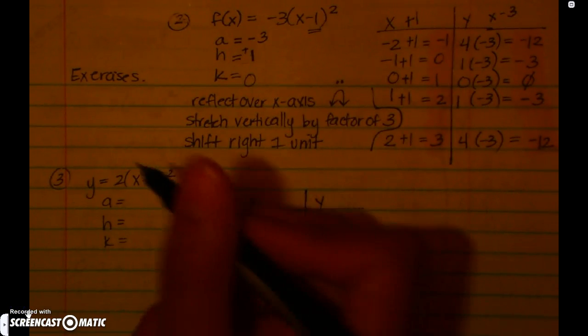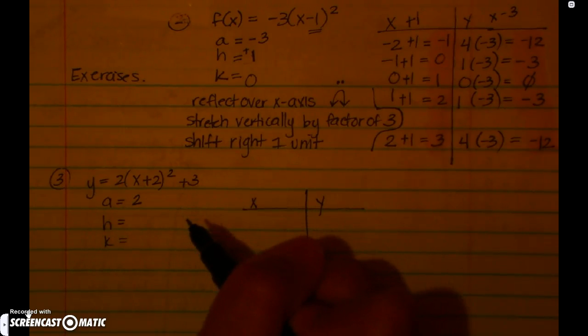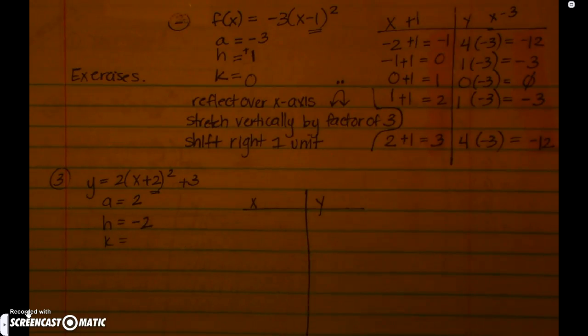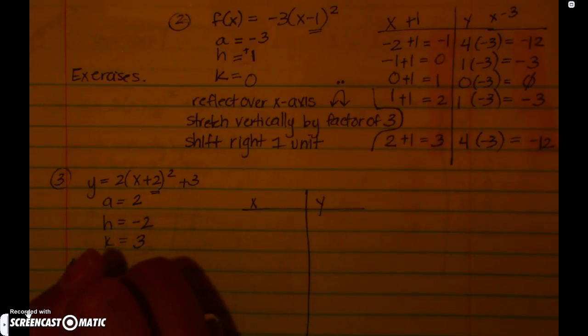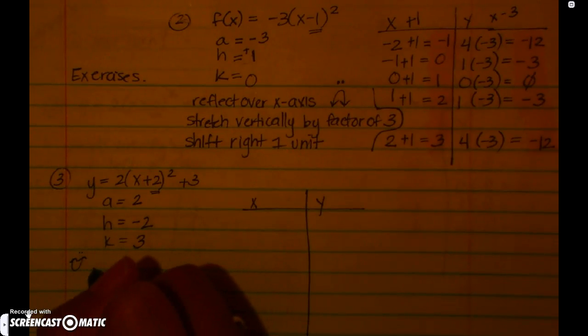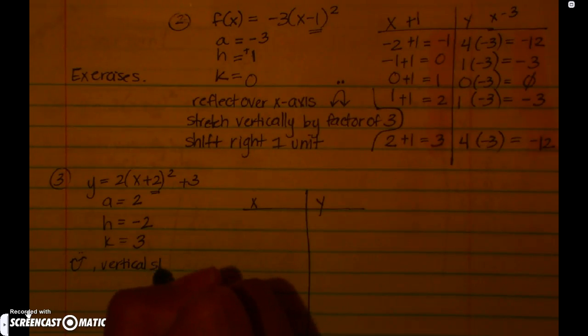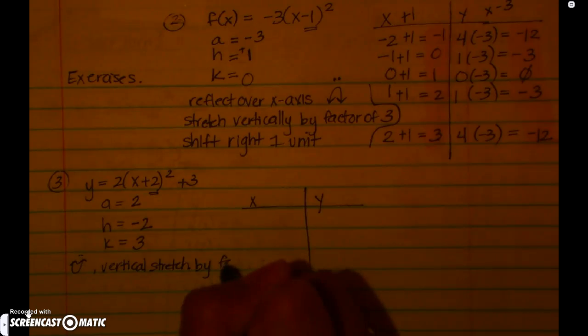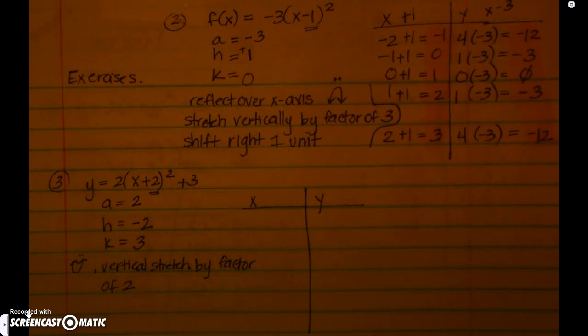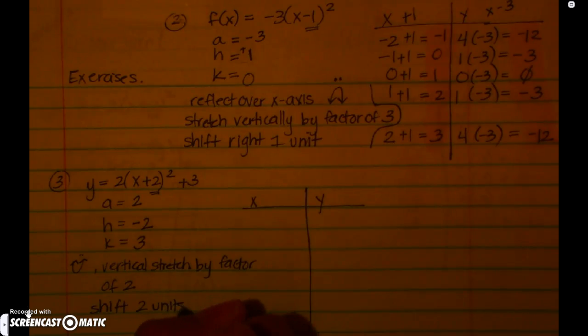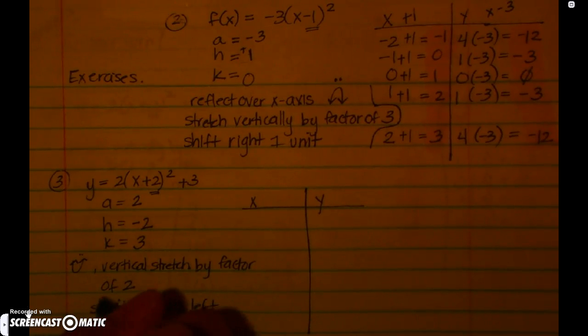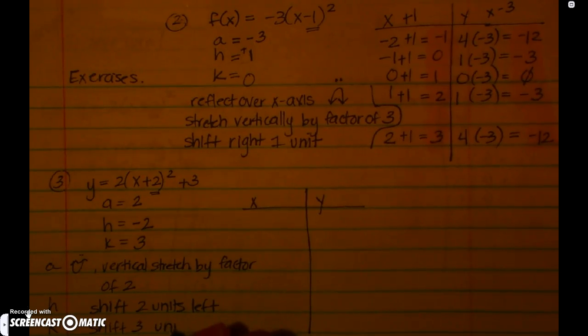Okay, the next problem is number 3. Just like number 2, we're going to list what a is equal to, which is 2, what h is equal to, which is negative 2, and what k is equal to, which is positive 3. We know that if a is positive, it's going to be opening upwards, and it's also going to be a vertical stretch by a factor of 2. So it's going to be twice as skinny, twice as narrow. The h is going to shift 2 units to the left, and the k equal to 3 is going to shift 3 units up.